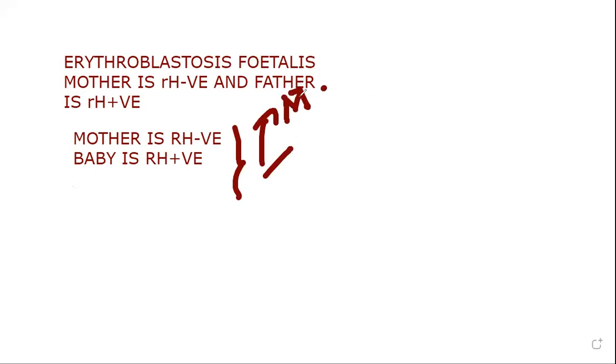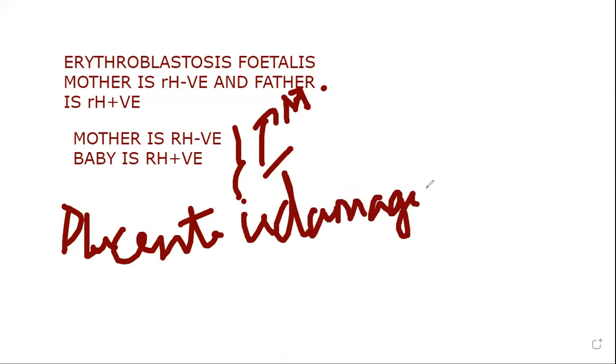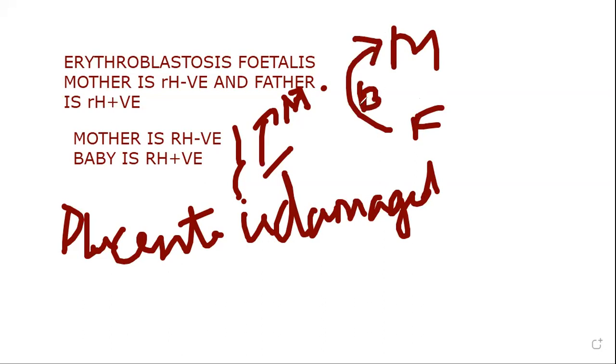the development of placenta takes place. The baby is also going to deliver normally. During delivery, if placenta is damaged, there is mixing up of the fetal blood to the mother's blood, so that the mother is going to develop antibodies in her body. Okay, when she develops the antibodies, they will be prepared and kept in her body.